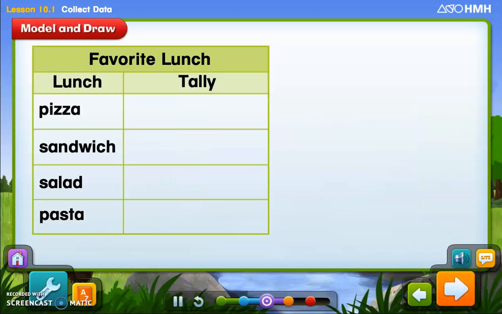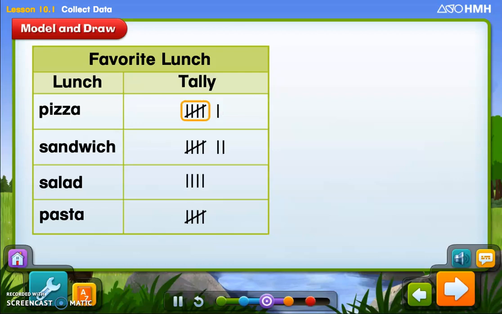A survey is used to collect data. Greg took a survey. He asked his classmates which lunch is their favorite. Then he recorded their choices. The data from Greg's survey is recorded with tally marks in a chart. The tally marks in the tally chart show answers to Greg's survey. Each tally mark stands for one of Greg's classmates' choice.